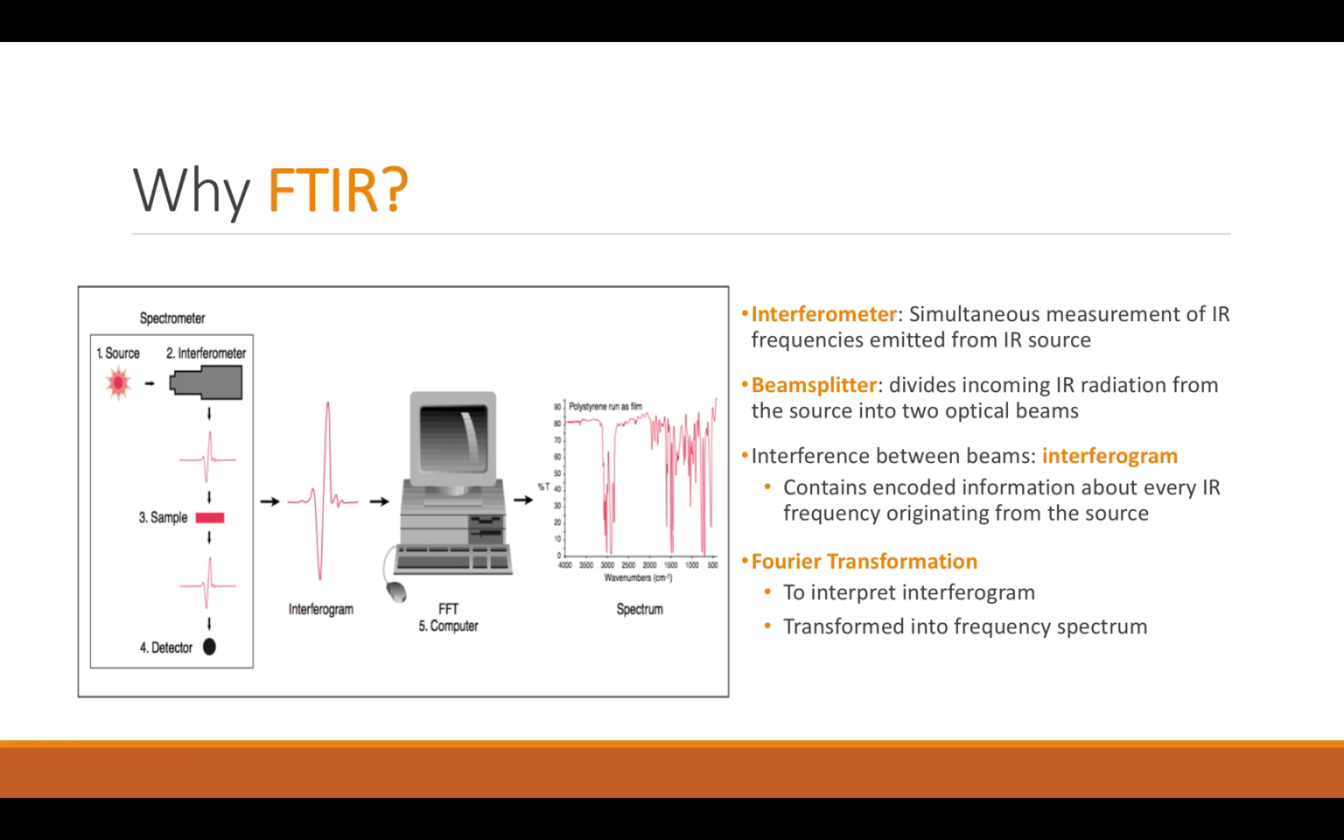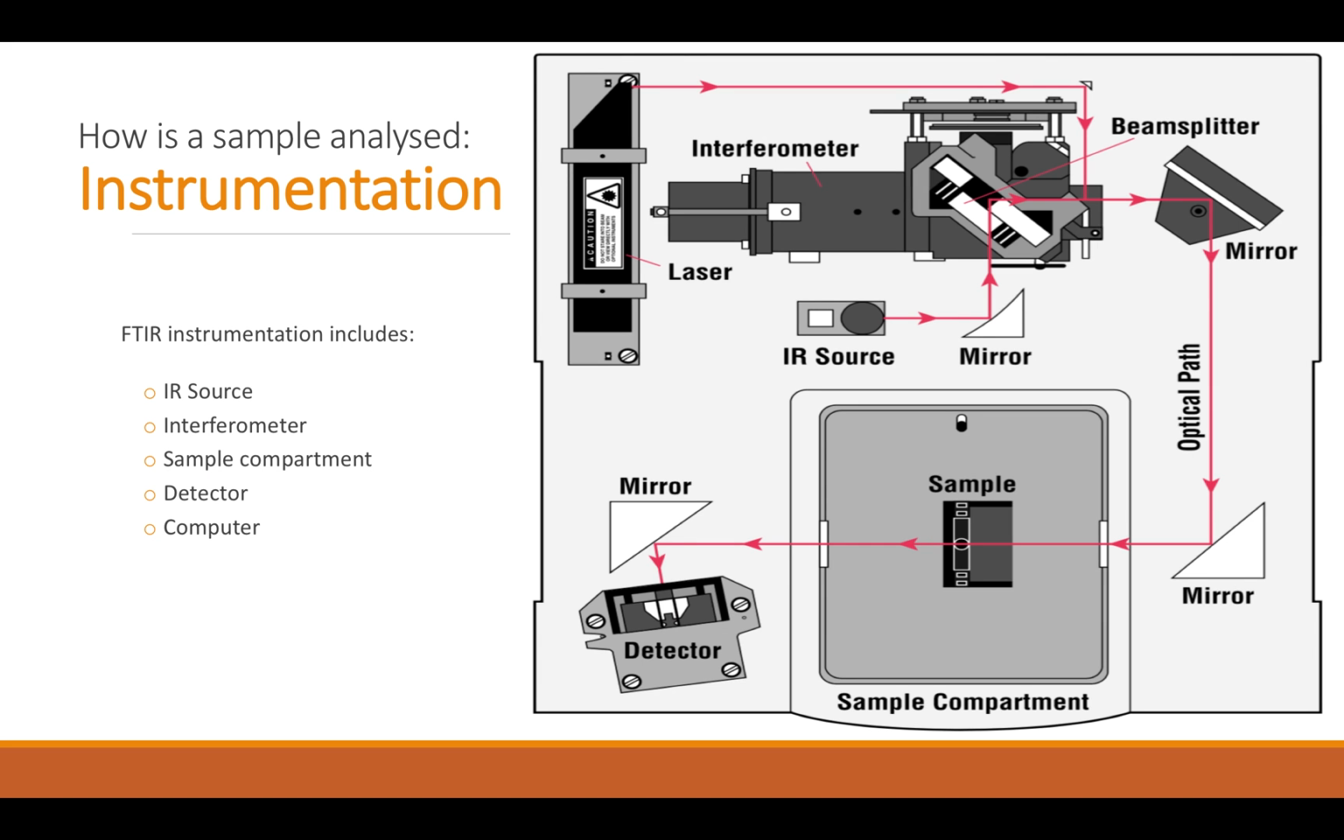As the path followed by one beam is fixed while that of the other is constantly changing due to the moving mirror, there is interference between the two beams. This resulting signal is known as an interferogram, which contains information about every IR frequency originating from the source. Effectively, what this means is that as the interferogram is measured, all the frequencies of IR radiation are measured simultaneously. To interpret the signal, the mathematical technique of Fourier transformation is applied, which transforms the interferogram into a frequency spectrum which can be used for analysis of the material.